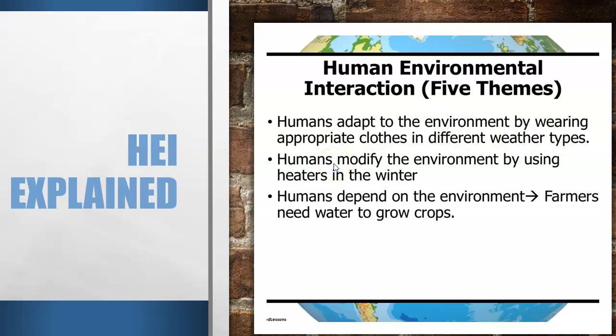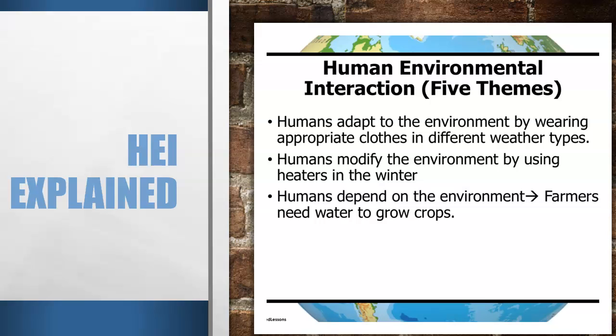Humans adapt to the environment by wearing appropriate clothes in different weather types, modifying their environment, using heaters in the winter. People depend on the environment, so we need to make sure that farmers have adequate water to grow crops. So let's look at that first one. You're not going to wear the same thing if you live in Alaska than if you live in Hawaii. Your clothing will be very different.